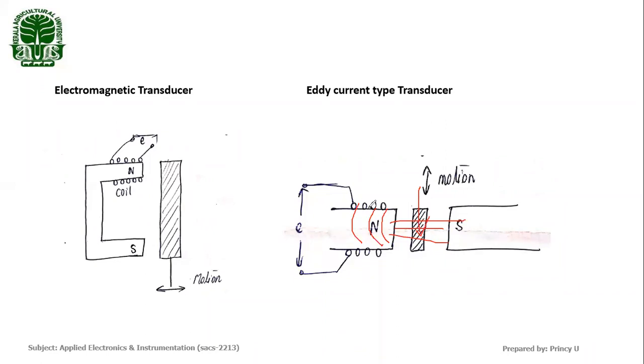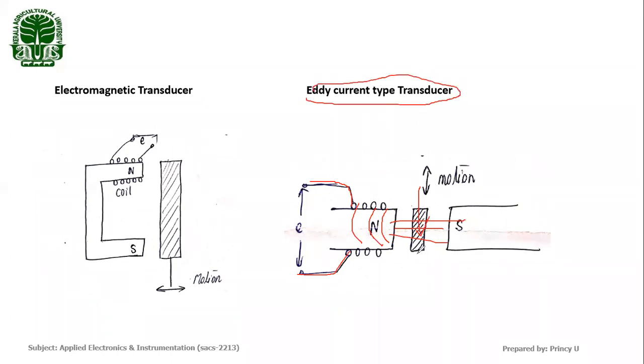So here the reason for current is change in magnetic flux. So it opposes the cause which produces it. That means it opposes the magnetic field. So that will produce the leakage current, eddy current, to oppose the magnetic field. So this EMF is produced due to that eddy current, which is known as eddy current or leakage current type transducer.